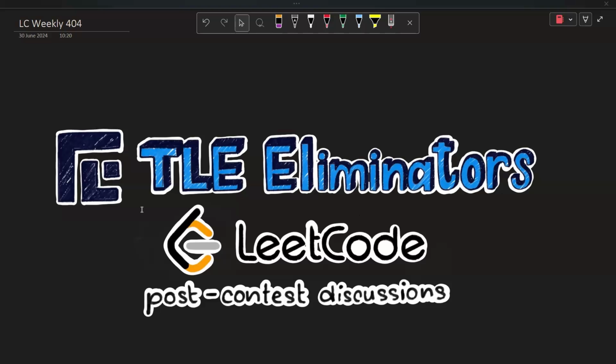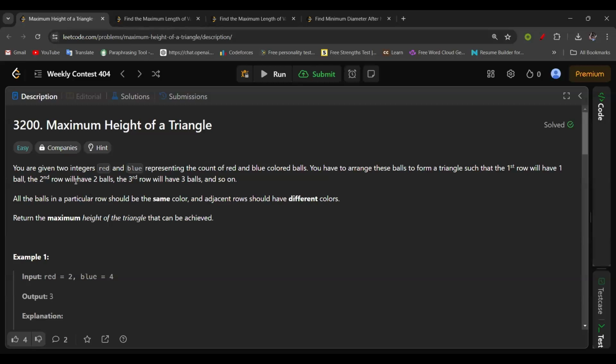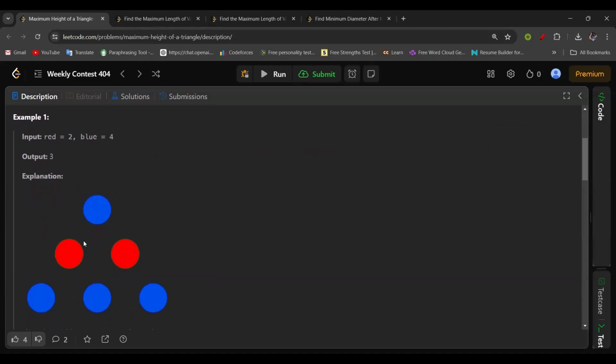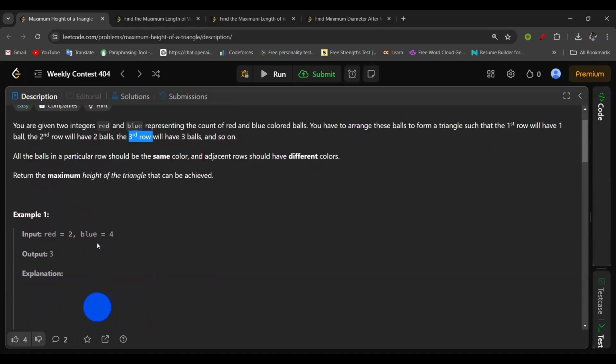Okay, so in the first problem, you are given two integers, red and blue, representing the count of red and blue colored balls. You have to arrange these balls to form a triangle such that the first row will have one ball, second row will have two balls, third row will have three balls, and so on, like it's shown in the picture.